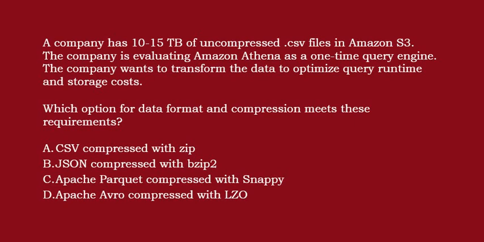Option A. CSV compressed with zip. Option B. JSON compressed with bzip2. Option C. Apache Parquet compressed with Snappy. Option D. Apache Avro compressed with LZO.